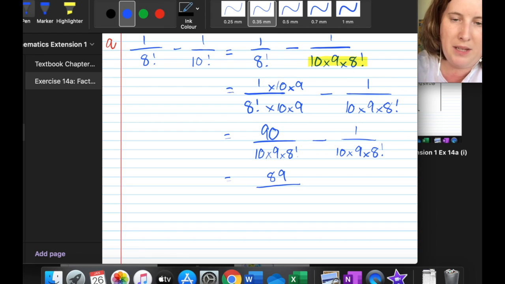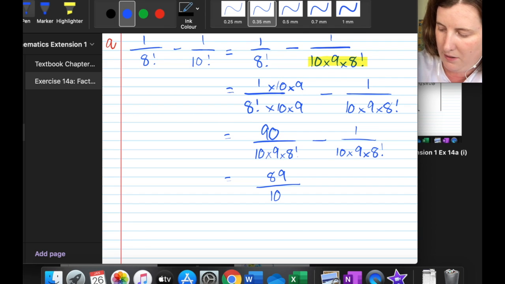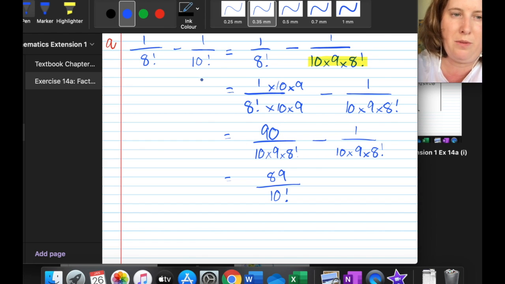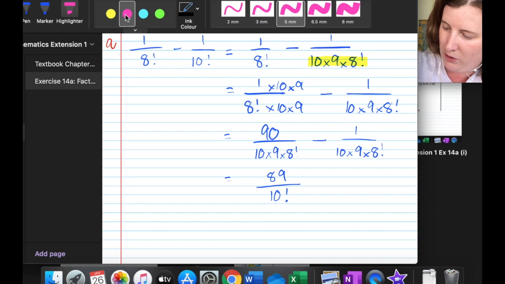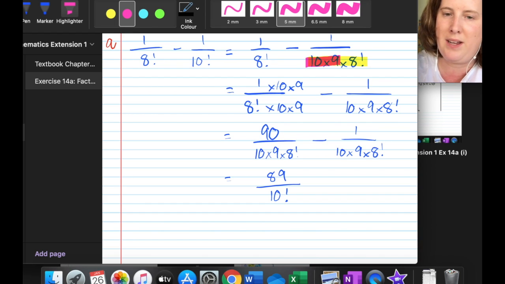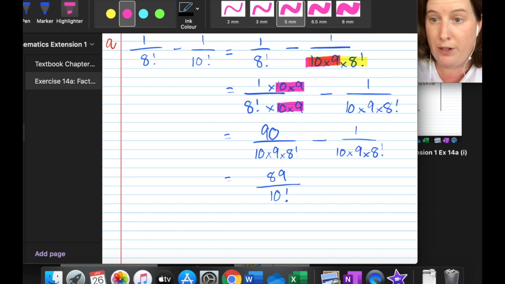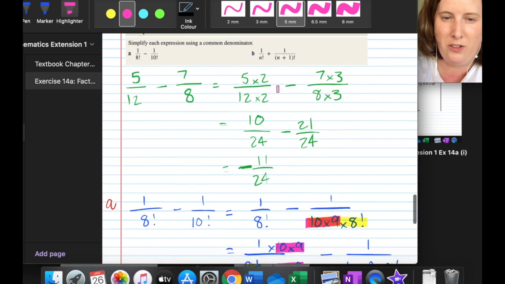10 times 9 times 8 factorial, a much nicer way to write that is 10 factorial. Alternatively, you could have just remembered that 8 factorial, you're just going to end up multiplying it by 10 times 9, and left the other side as 10 factorial on the bottom. Same diff. Let's now have a look at a generalized question.